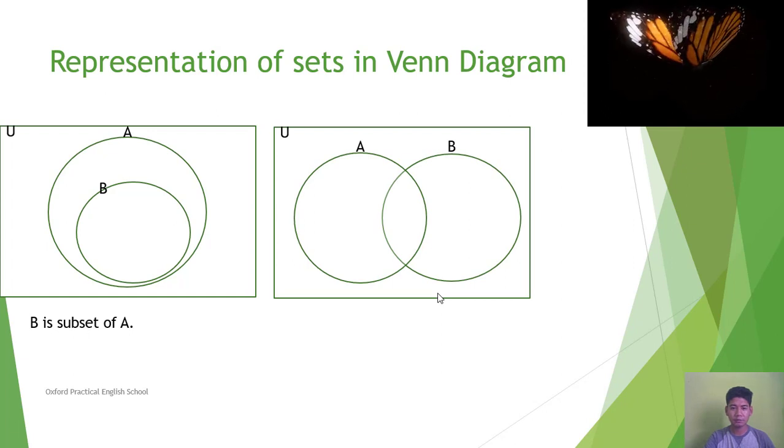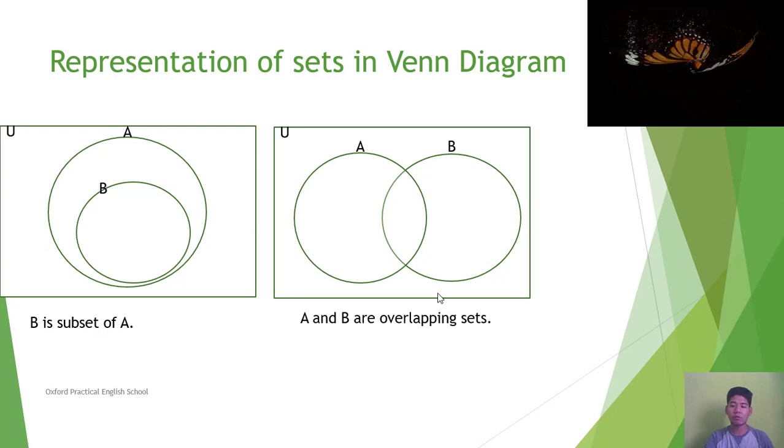Second figure. Since set A and B are overlapped with each other, set A and B are joined with each other. We can say set A and B are overlapping sets. Sets are overlapped when they have elements in common.